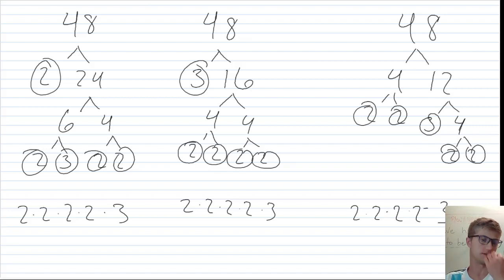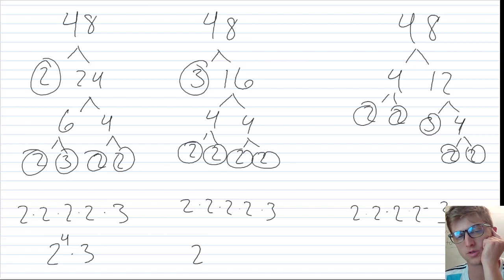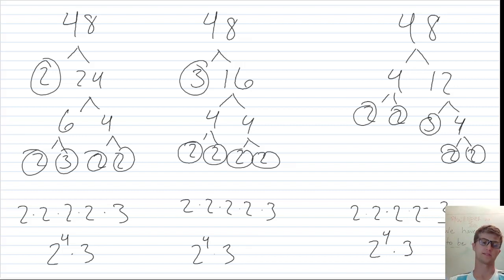Now, if the numbers keep getting bigger, this could be kind of a long way of writing it. But what's our trick for simplifying? What's another way of writing 2 multiplied by itself 4 times? Exponents. 2 multiplied by itself 4 times, times 3. So this is called 2 to the power of 4 times 3. That's the prime factorization of 48. We're just writing it as prime numbers.